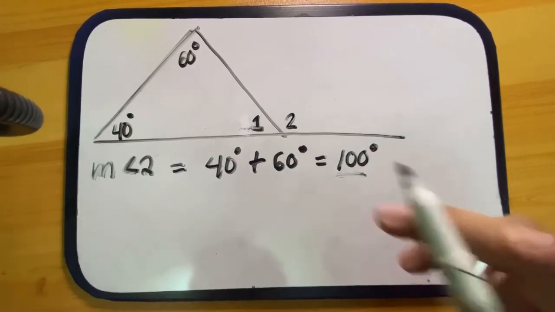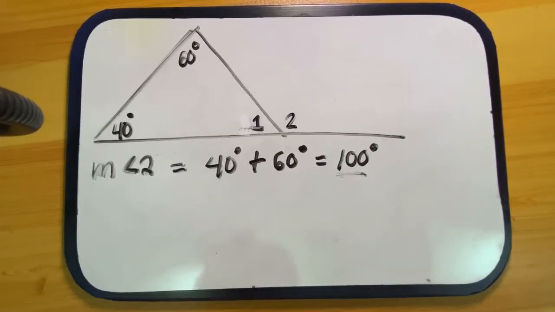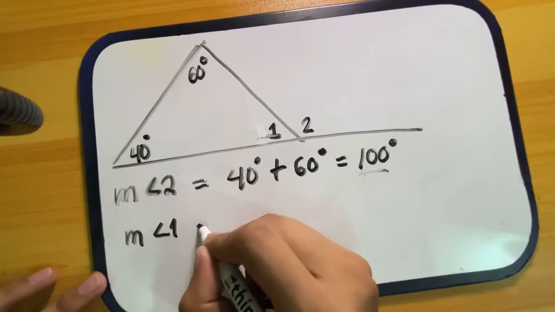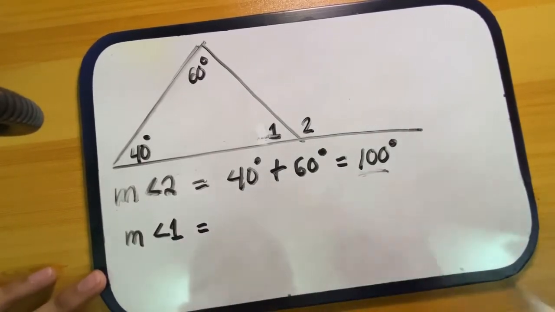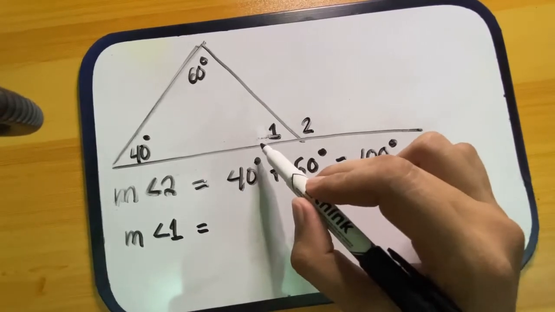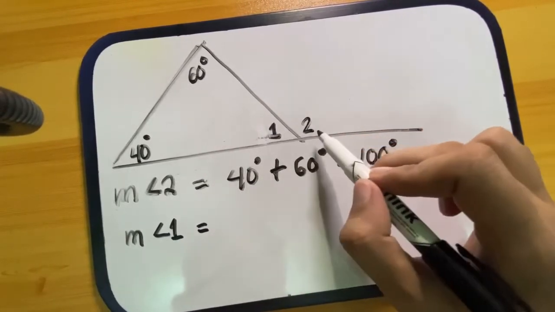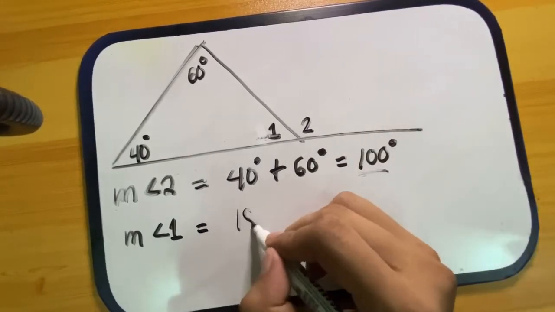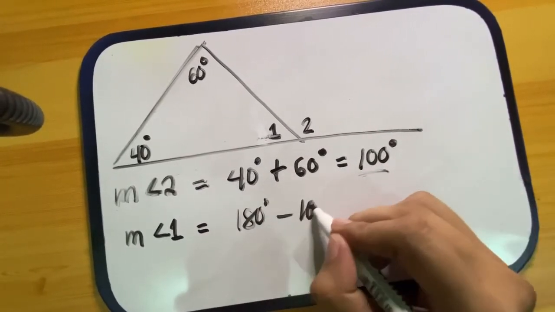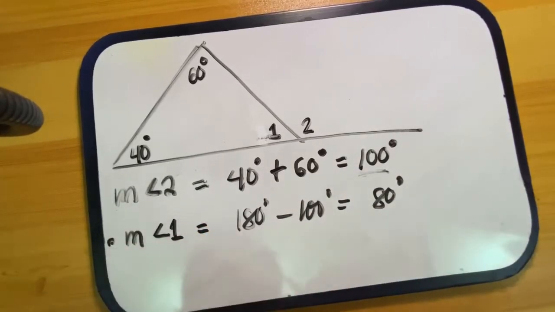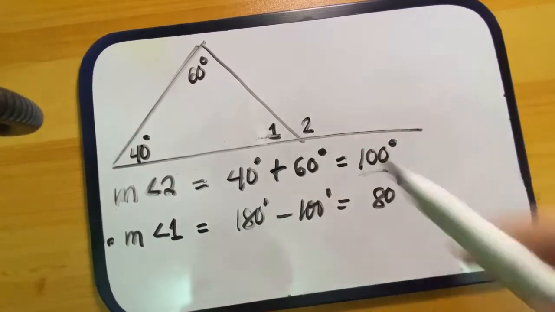And how to get the measurement of angle 1? So there are two processes, okay? You can subtract, because I have said earlier that angle 1 and angle 2 will add up to 180 degrees. So we just have 180 minus 100 degrees, that is 80 degrees. So that's the first process, okay? So angle 1 is 80 degrees.